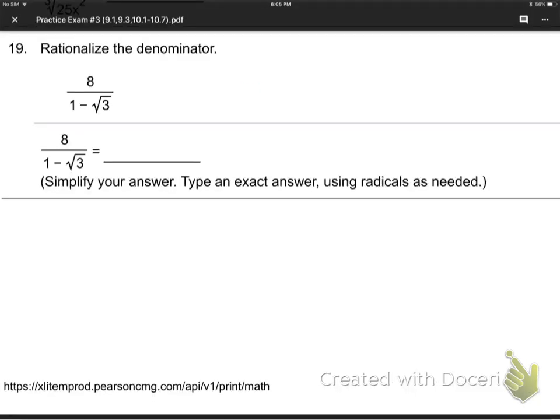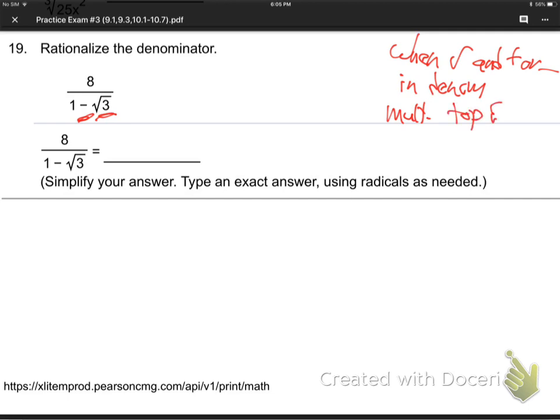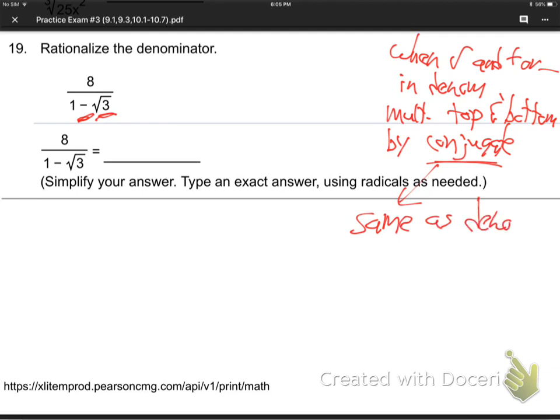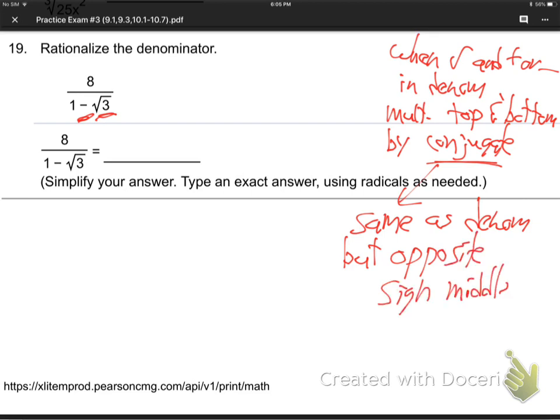All right, let's try number 19 here. Okay, so we have a root and a plus or minus. Remember, when you have a root and plus or minus in the denominator, you multiply top and bottom by the conjugate, which means same as the denominator, but opposite sign in the middle.